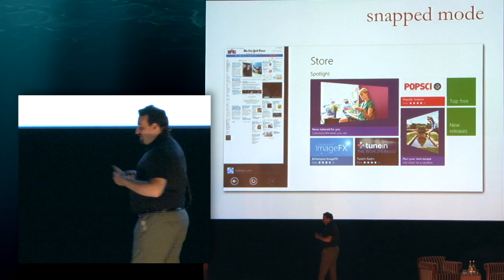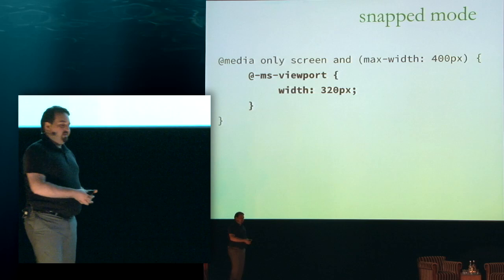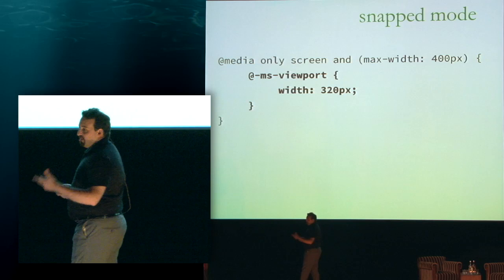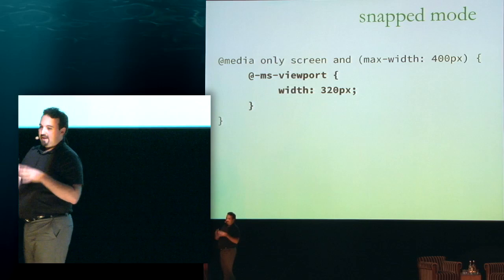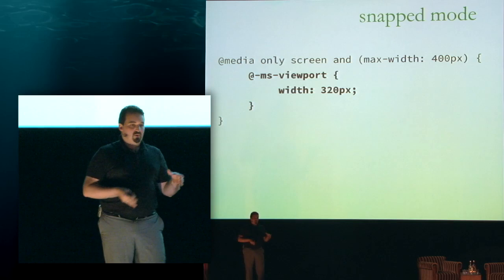To solve the problem, you need to use media queries and apply a viewport extension that is being discussed in the W3C as a standard. Right now, IE 10 supports it with a prefix. If you basically do this, you are changing the viewport only when you are in a small window, and this is exactly the snapped mode in IE 10. If you add this, you will get a mobile viewport, and then you can use responsive web design to adapt the UI in IE 10 snapped mode.